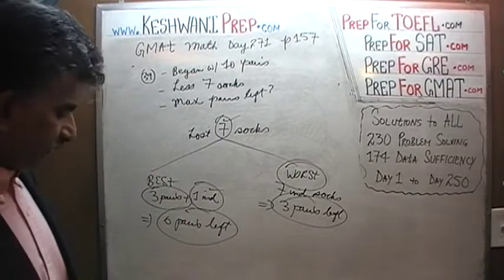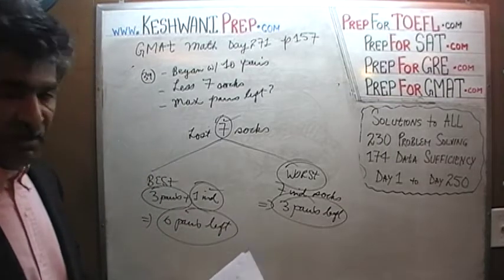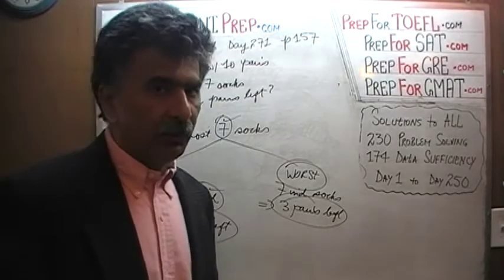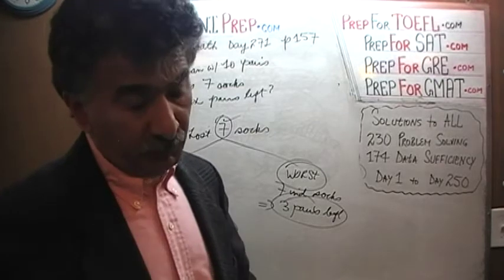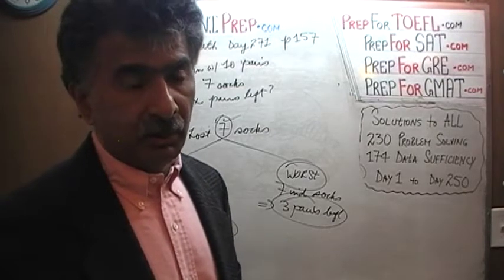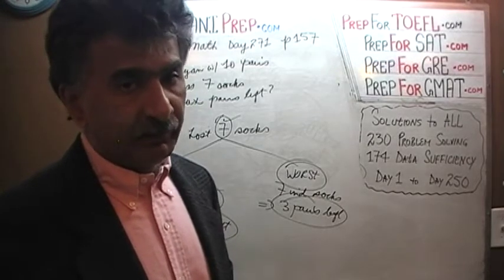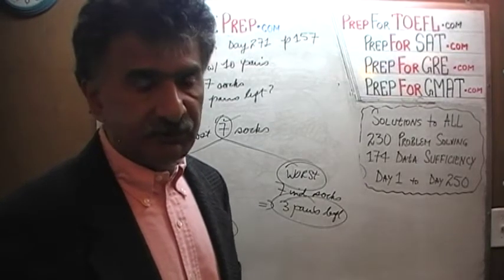The question is asking for the best case scenario. The question is saying, what's the maximum pairs that you may have left in a scenario like this, where you started your laundry with 10 pairs of socks, with 20 socks, and when you took the laundry out of the machine, it turns out that the machine ate 7 of the socks. It always does. It always eats a few socks.